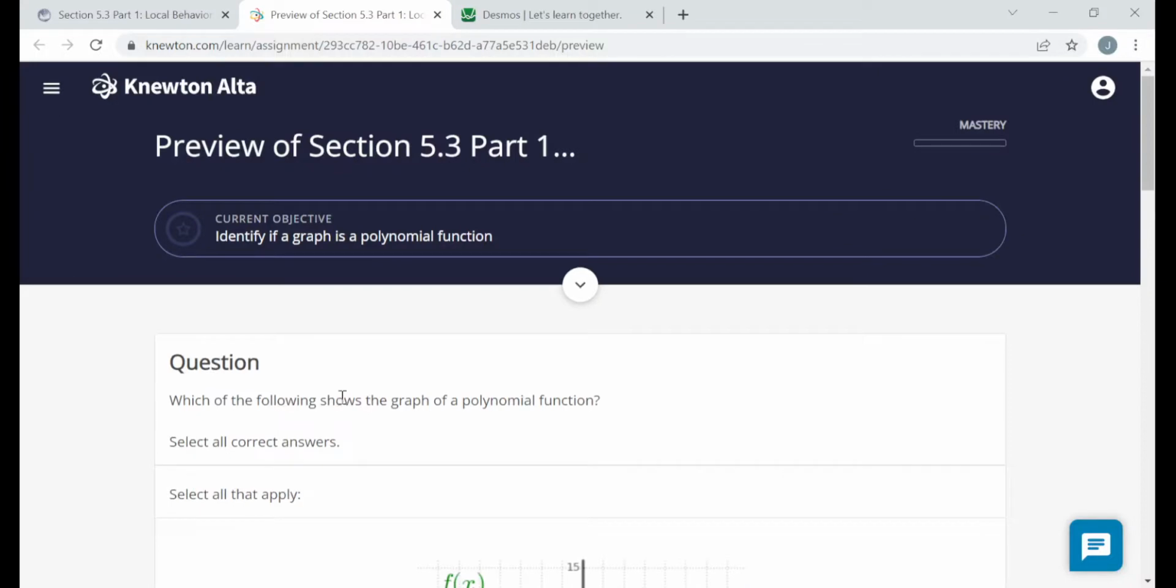Alright, so this first objective is identify if a graph is the graph of a polynomial function. Before I get to this question here, I want to talk about what are some characteristics of the graph of a polynomial function?